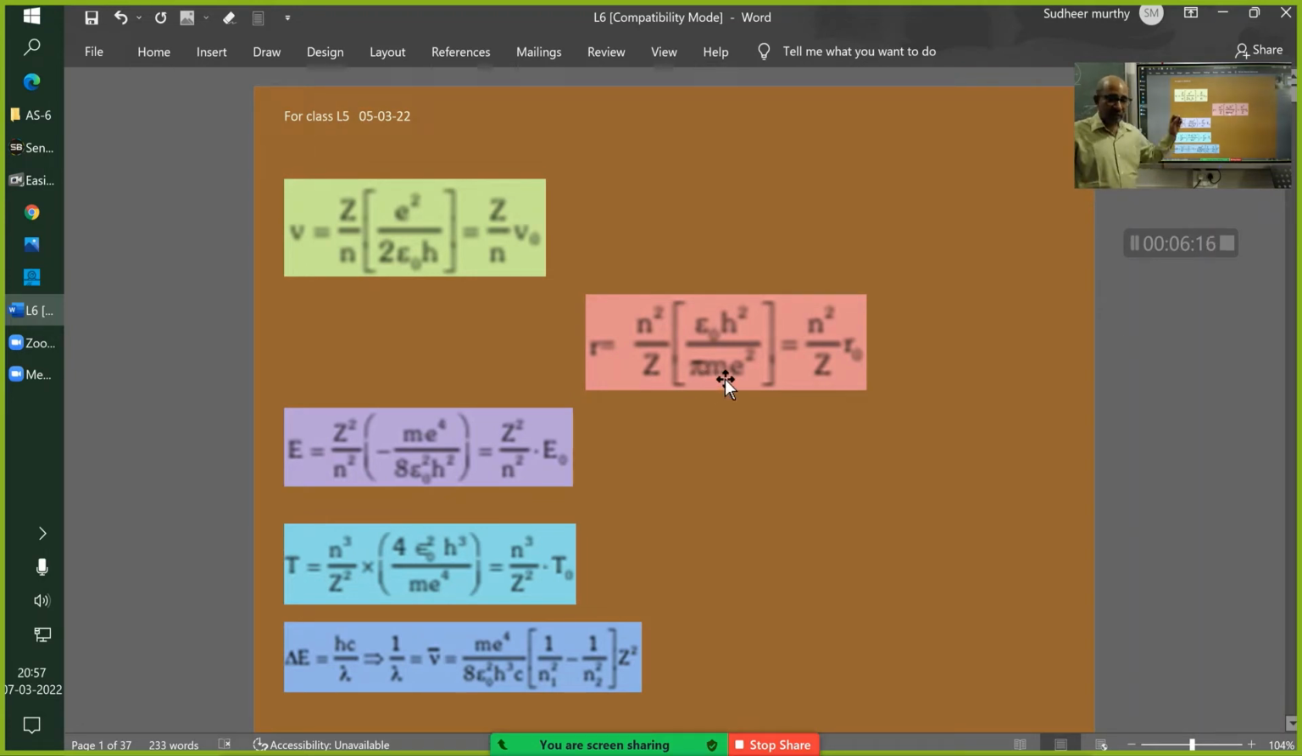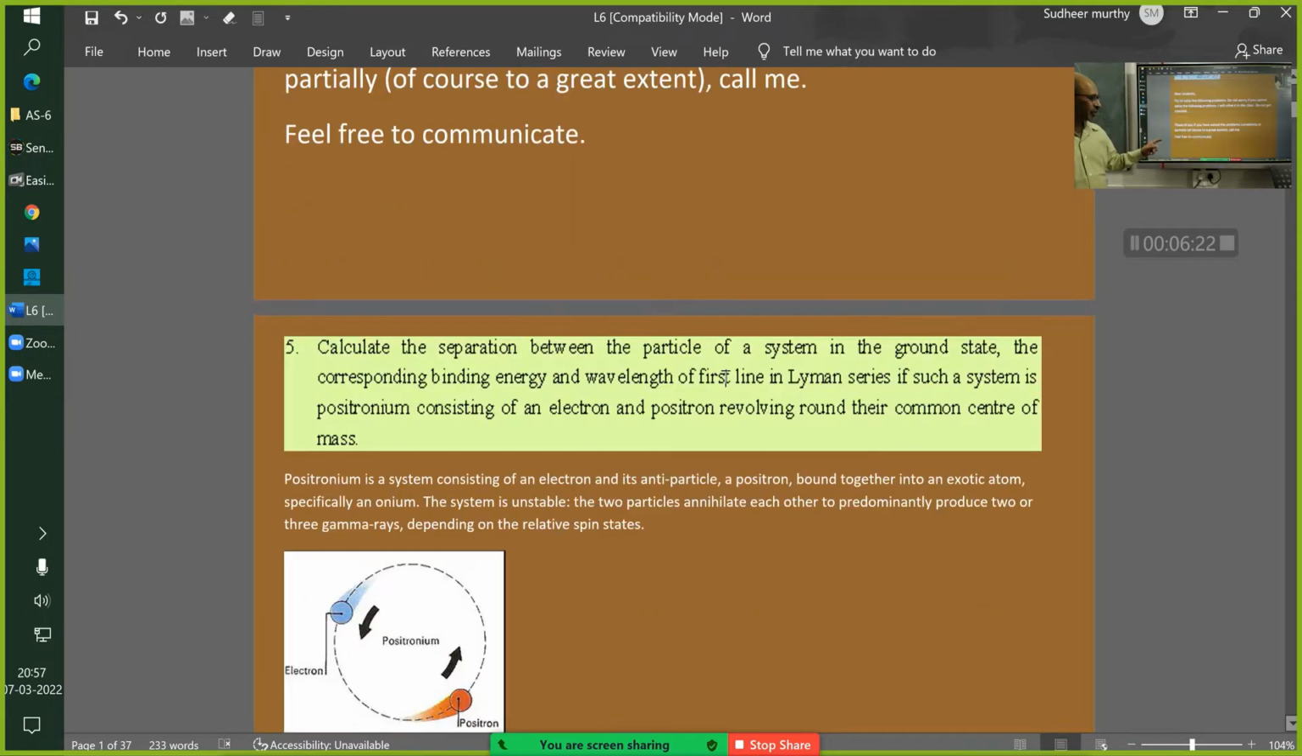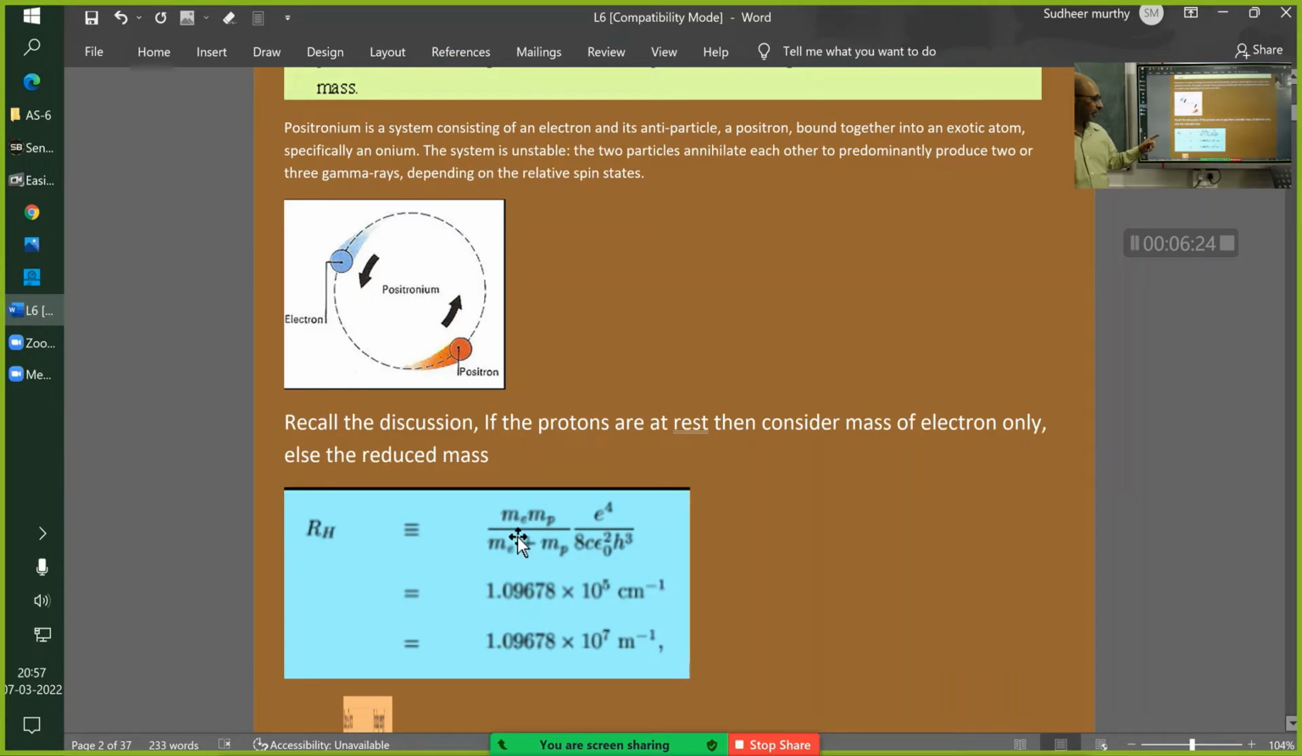But supposing the proton was moving, then this m will be equal to this value. Which value? The reduced mass. That m will be equal to me into mp divided by me plus mp. That is reduced mass. Instead of m, we have to put this value. Did you get it?